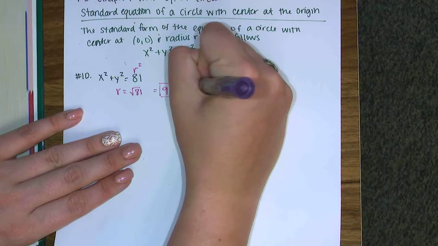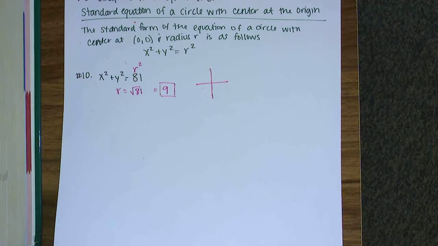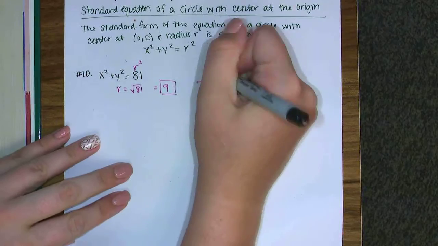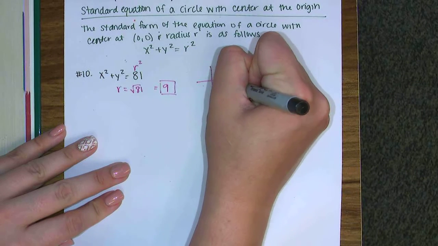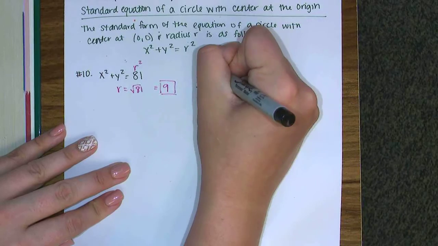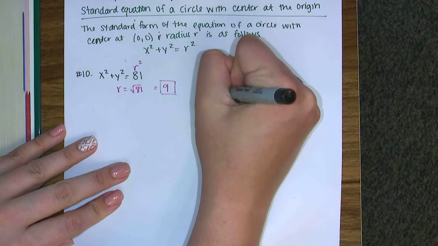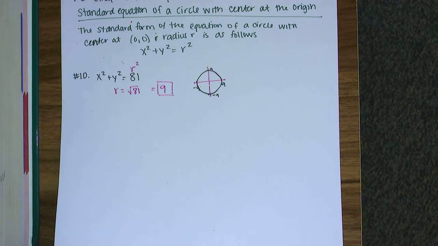Now, if I were to graph this circle, because my center is at 0, 0, all I have to do is come out to 9, come up to 9, negative 9, negative 9, and I just connect the dots as best as possible. It's not a perfect circle by any means, but it's a circle. I have now graphed a circle. That's literally all you have to do. I don't really care if you graph them. I just want you to be aware of what's going on.